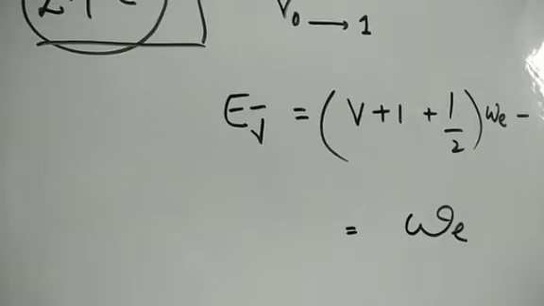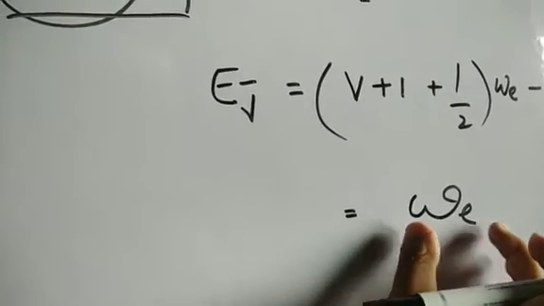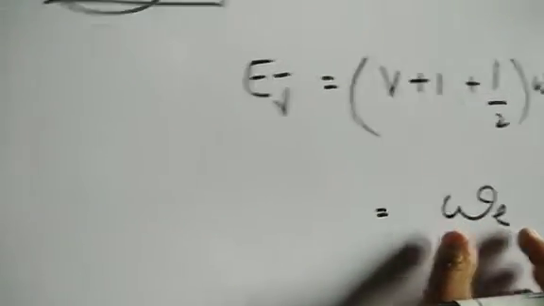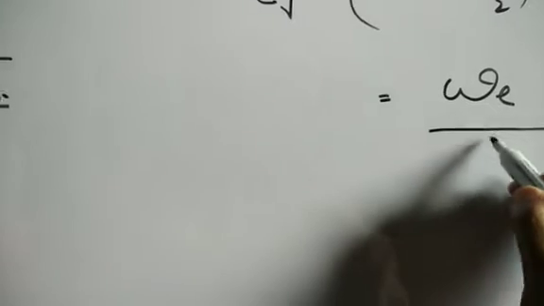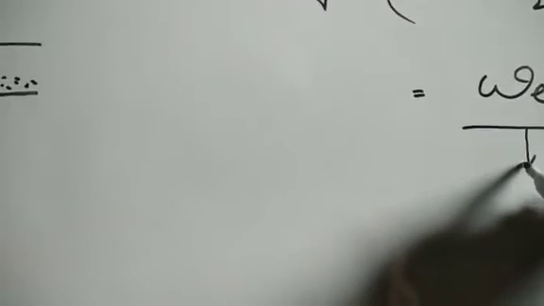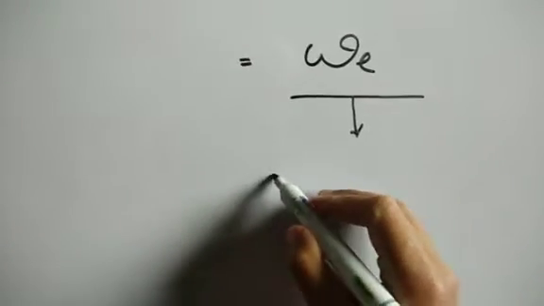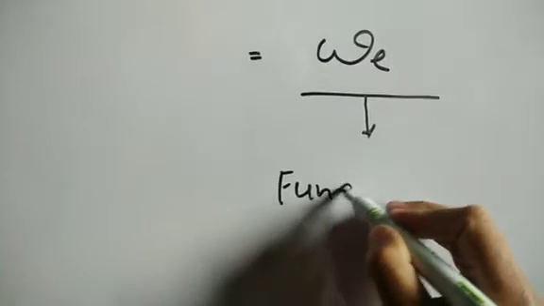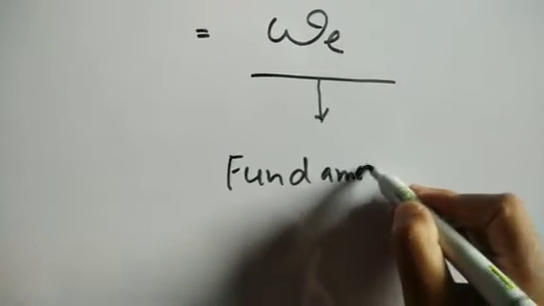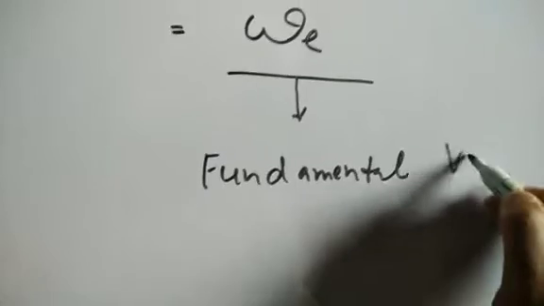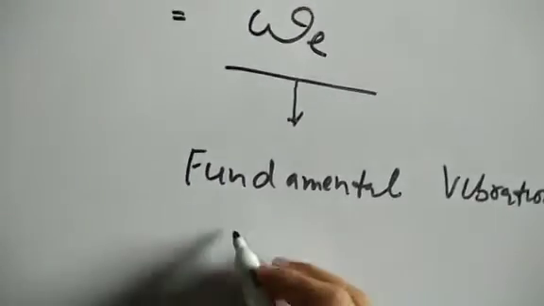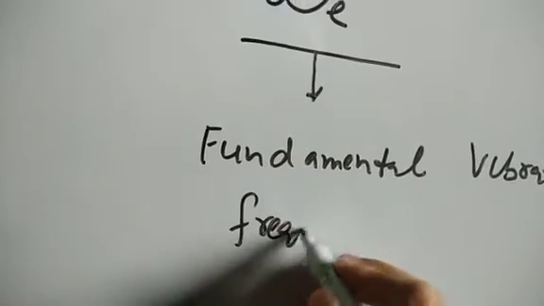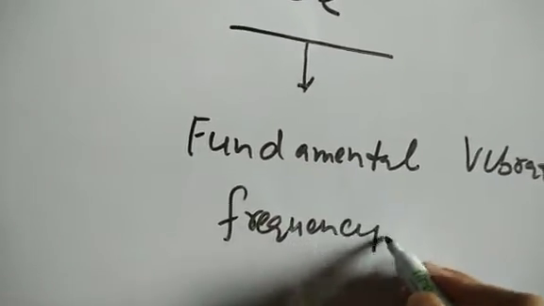which means this much frequency, this much energy is required for making the molecule undergo transition from V0 to V1. So this is called as fundamental vibration. It's called as fundamental vibrational frequency. Fundamental vibrational frequency in the IR spectroscopy.